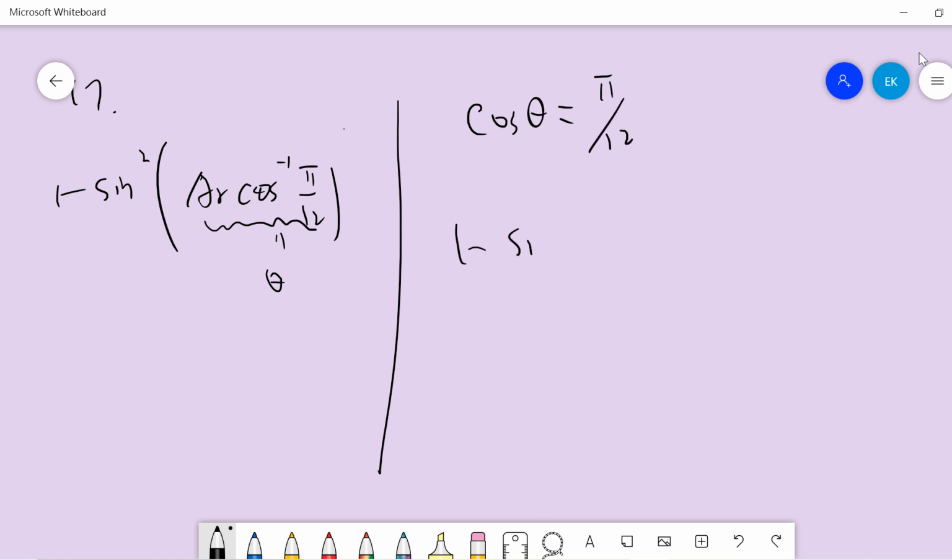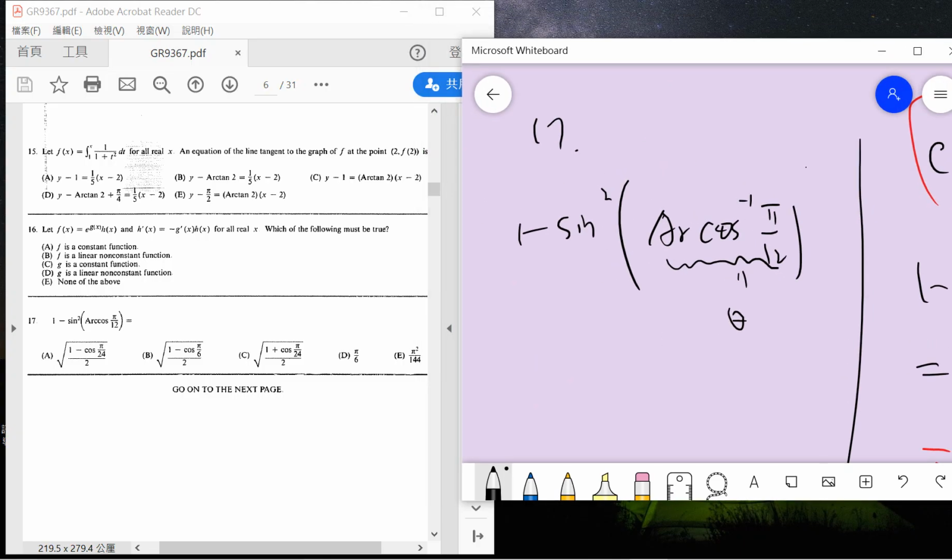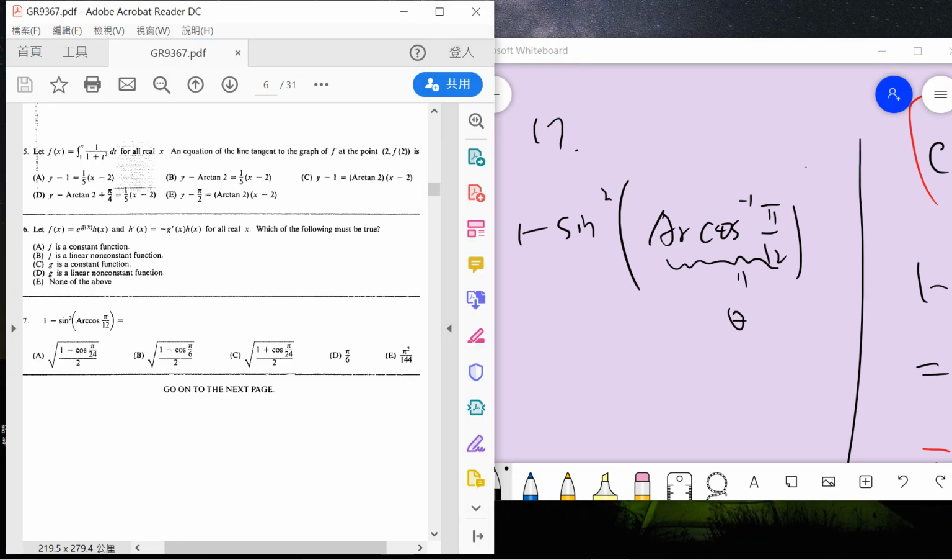Then I want to compute 1 minus sine square. This means that 1 minus sine square is what? It's cosine square, right? Cosine square. But we already know the cosine, so the answer is just pi over 12 squared. So it's pi square over 144. So let's see, the answer is E. Yeah, so it's very simple.